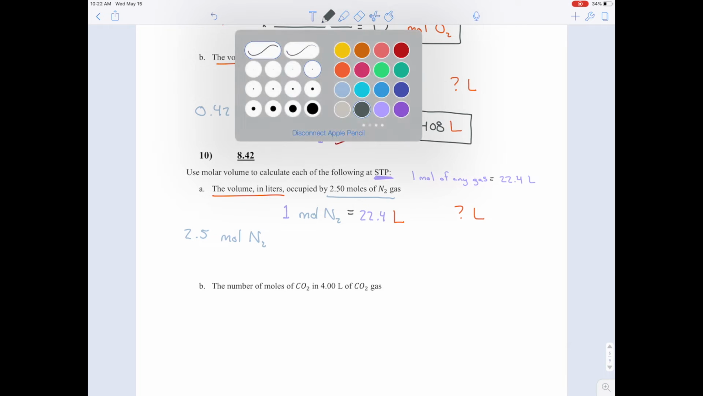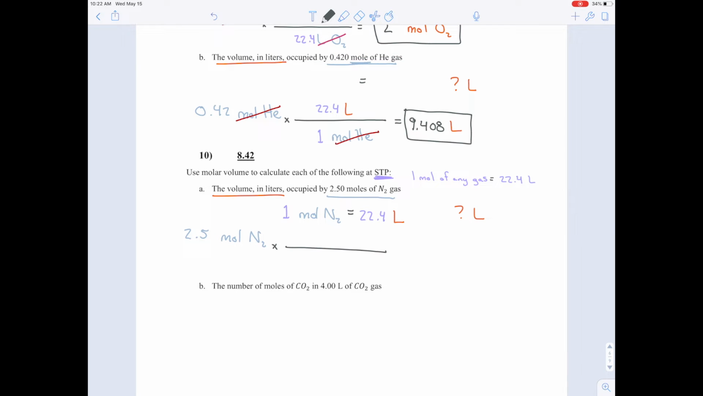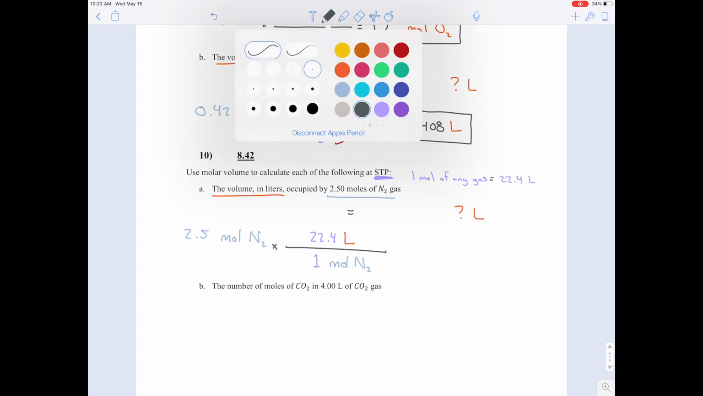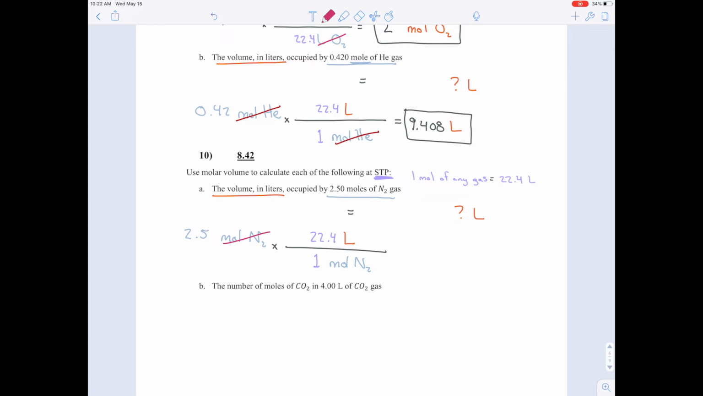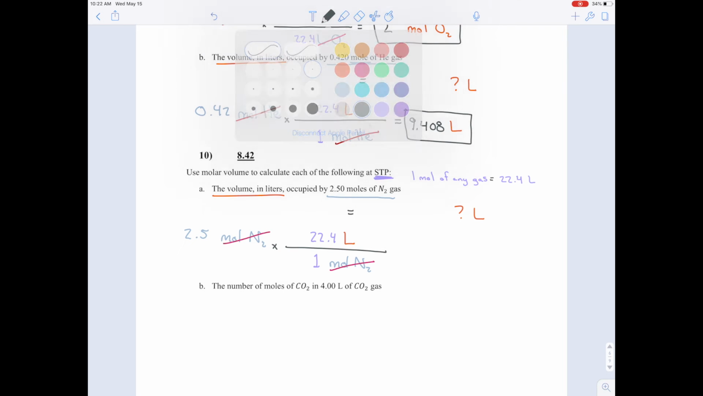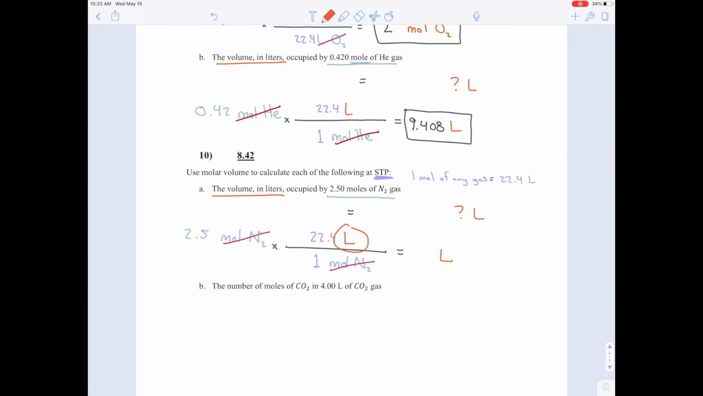Every time you do a conversion, write a multiplication sign, a fraction bar, and the units that you start with, here moles of nitrogen, are always the units you want to go on the bottom of the fraction so that they cancel out. So here we want moles of nitrogen on the bottom of the fraction. So we take the side of the conversion factor that has moles of nitrogen, put it there. Going over the fraction bar is like going across the equal sign, so on top we're going to have 22.4 liters. So moles of nitrogen will cancel out. We will be left with liters, which is exactly what we wanted.